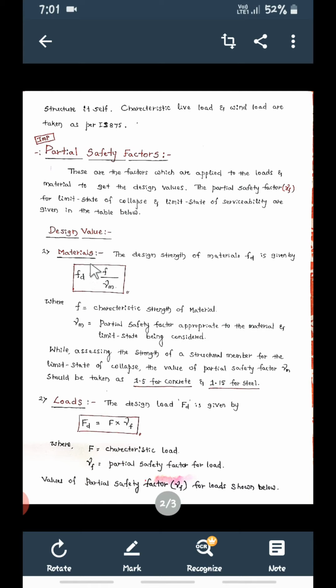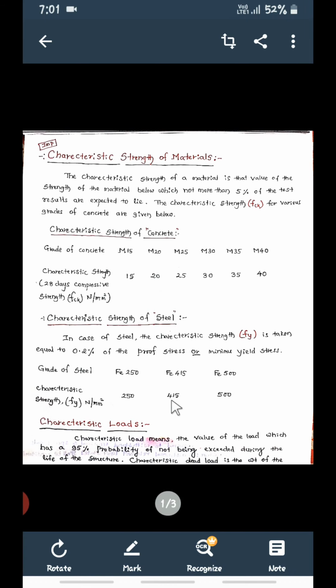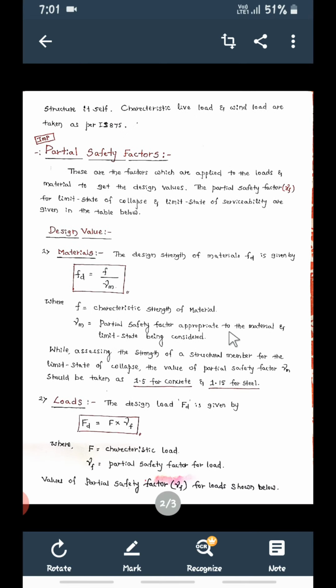Similarly, if I want design strength of steel, that is Fe415, I want. This is characteristic strength. So characteristic strength, that is Fy, 415, divided by gamma M. Gamma M is 1.15 for steel. So 415 divided by 1.15 will give the design strength of steel.